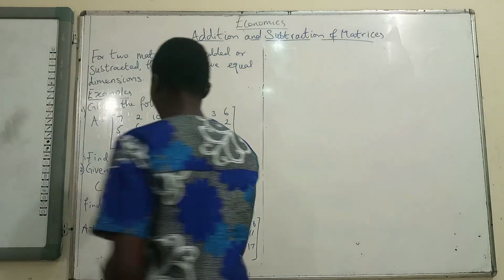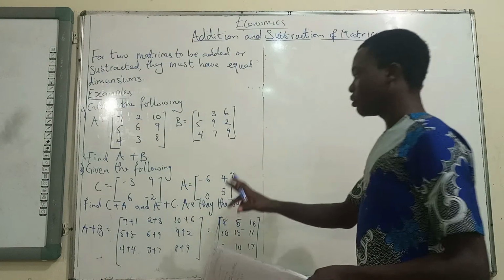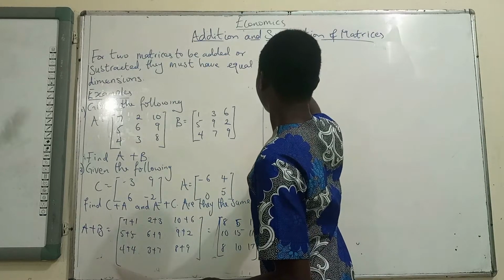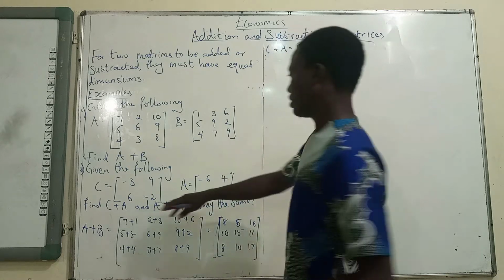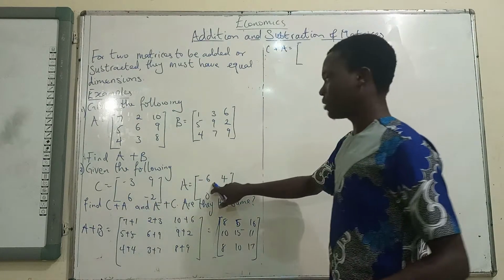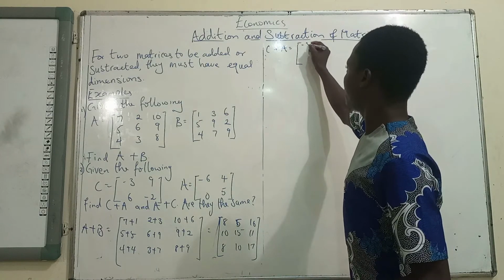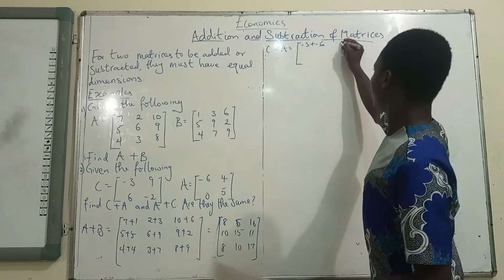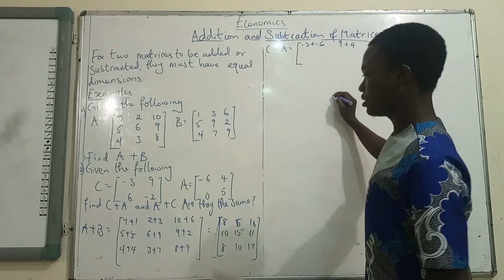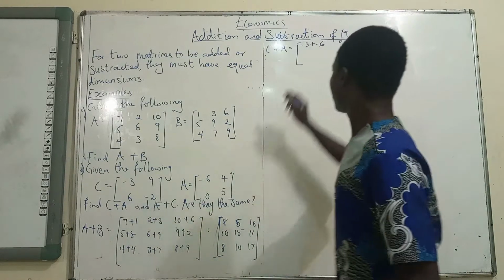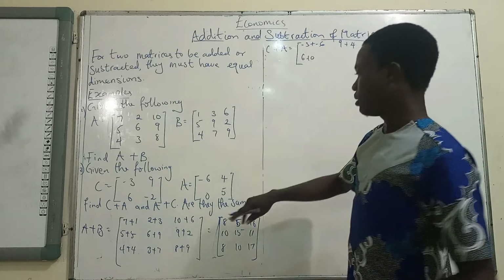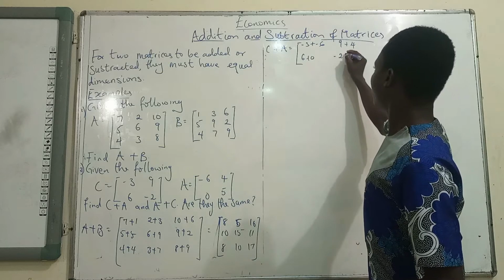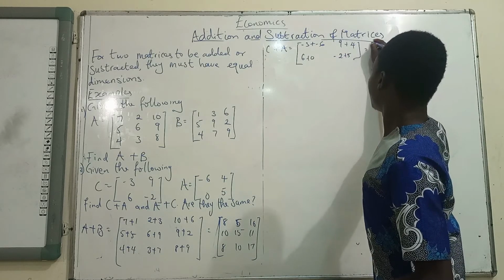Now the second question says given C and A, we should find C plus A and A plus C. So C plus A now would be minus 3 plus minus 6. Then we have a 9 plus 4. You see why they need to have equal rows and equal columns? Okay, then 6 plus 0, and then we have minus 2 plus 5.